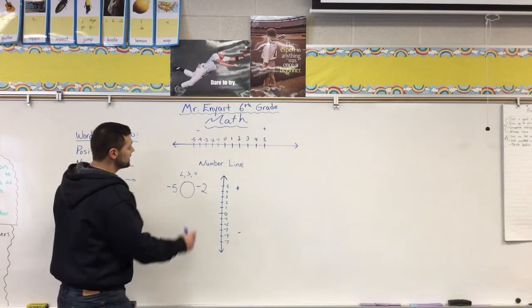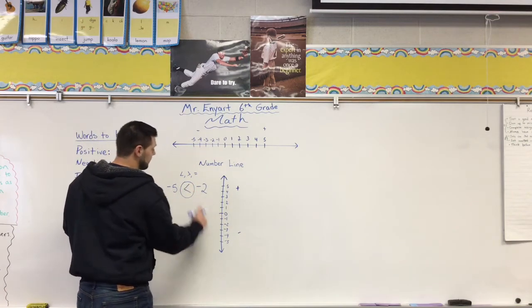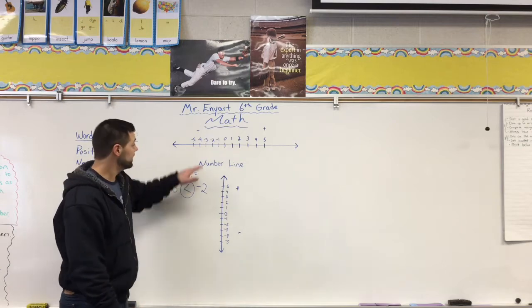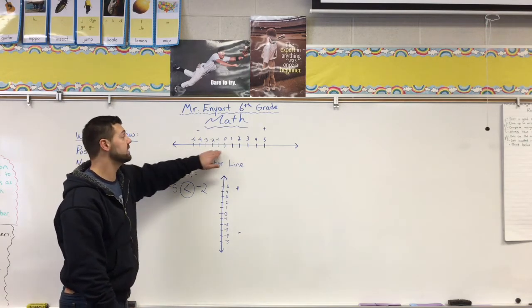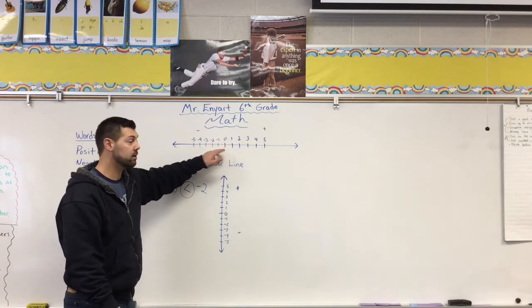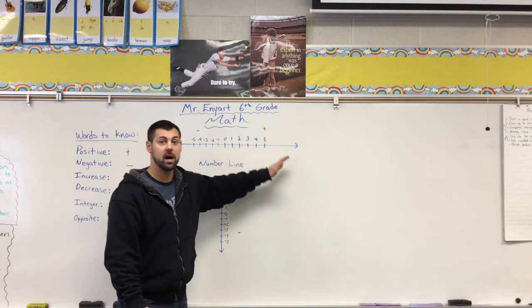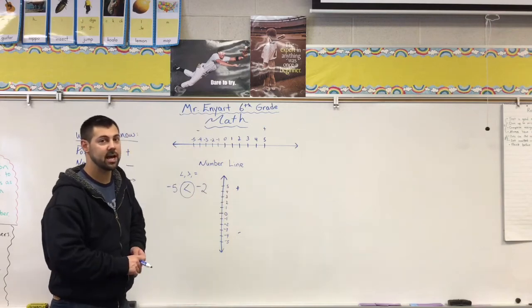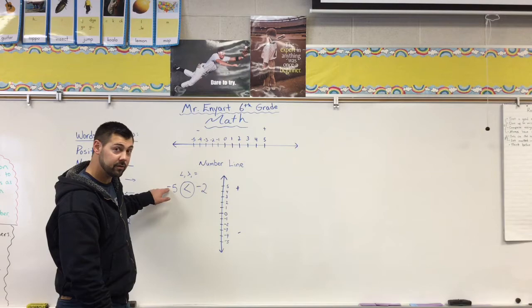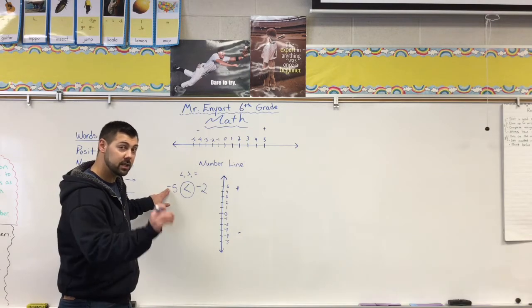-5 is less than -2. And the reason is that it's farther to the left. It has decreased beyond -2. It's farther away from 0. It's farther away from the positive side. There's many ways to look at it, but the greater the digit is with a negative symbol, the less value the number has.